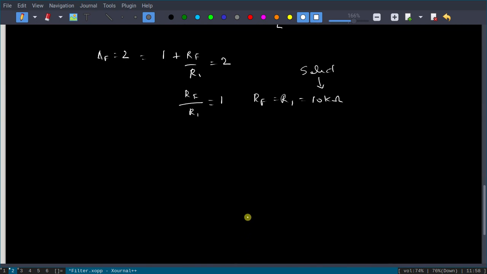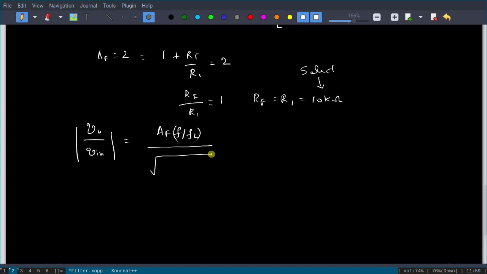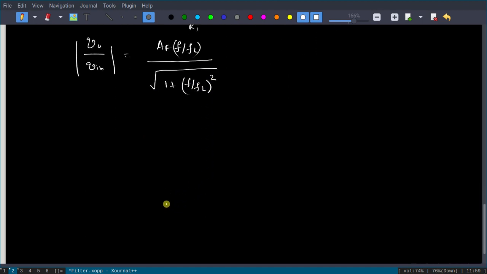Now let us plot the response. For that we will use this formula, V naught by V in, that is nothing but AF times F by FL, whole divided by the square root of 1 plus (F by FL) to the power of 2. This formula we have to use, and we will make a tabular column.